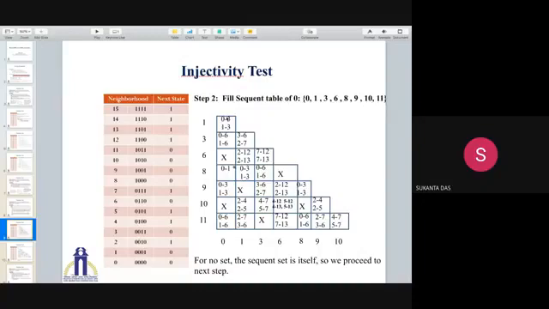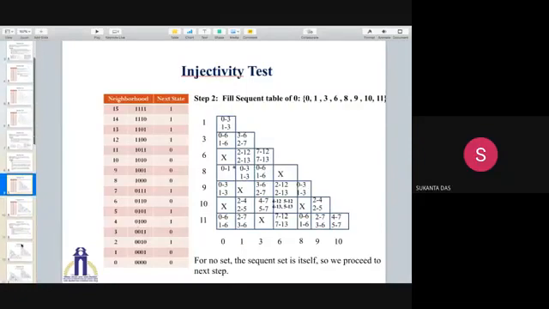Okay, so you'll find many to one mapping. Why is it so? We shall come back to an example later, right? So in step 2, in the first step, after filling the sequence table, sometimes I'll be able to decide non-injectivity of an automaton. Okay.